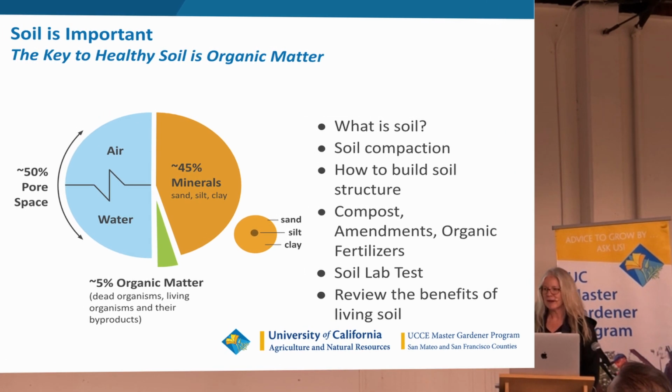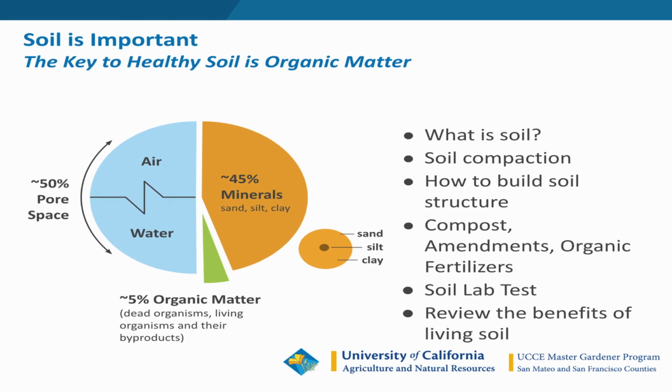So I want to start off right away with this soil matrix that you see on the screen there, and I want to draw your attention to the orange section there. 45% of your soil is minerals. What are minerals? Minerals is the sand, silt, and clay, the parent rock material that's broken down and weathered over time. That is your soil texture. And the percentage of sand, silt, and clay then defines your soil texture, whether it's a sandy loam or a clay loam or a loam.